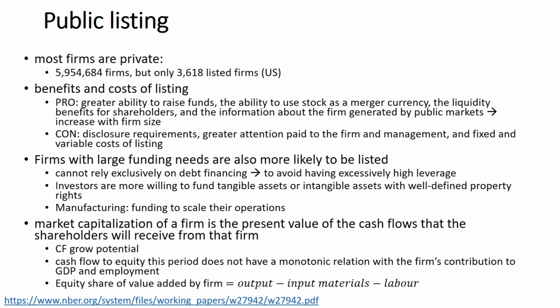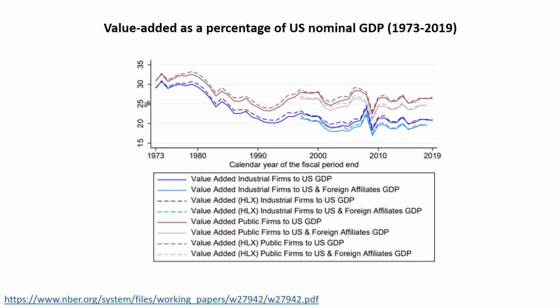But if you are thinking about EBIT or EBITDA, it already captures something like this. So if you look at the value added as a percentage of the US nominal GDP, we can see that this bluish line is the entire set of industrial firms relative to GDP. And if we focus on public firms, we can see that they have a higher value.